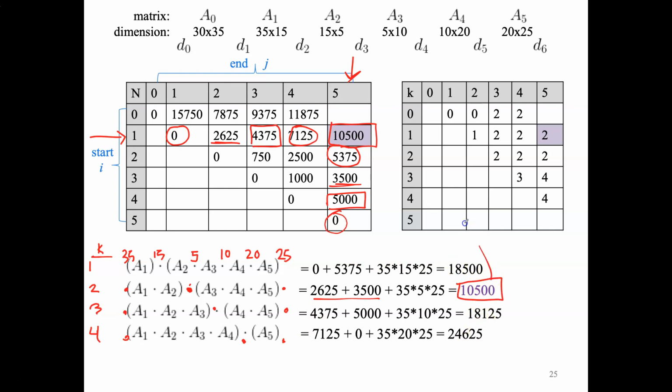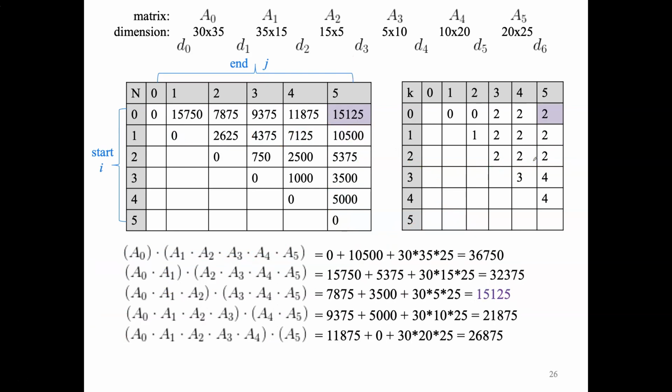So we take that minimum value, put it in our n table, and take which k value gave us this minimum value. This is if we were to split right after a sub 2. So we record 2 in our k table.